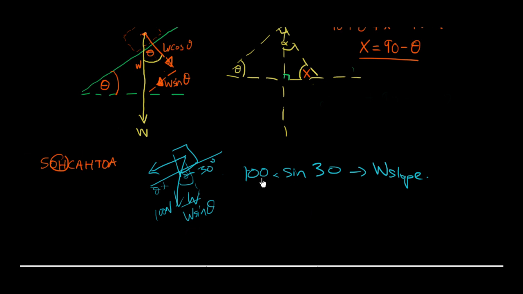So if I do it in the calculator, 100 times sine of 30, that's 50. Yeah, because sine 30 is a half. I forgot about that. So then the force that goes in that direction would be 50 newtons.